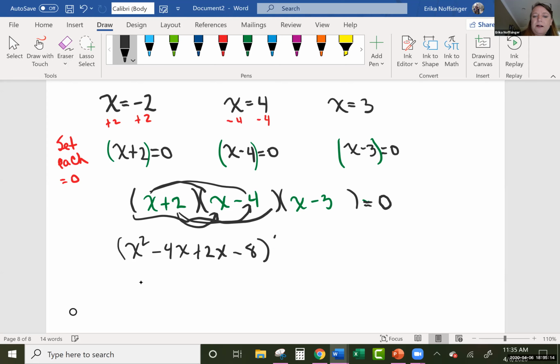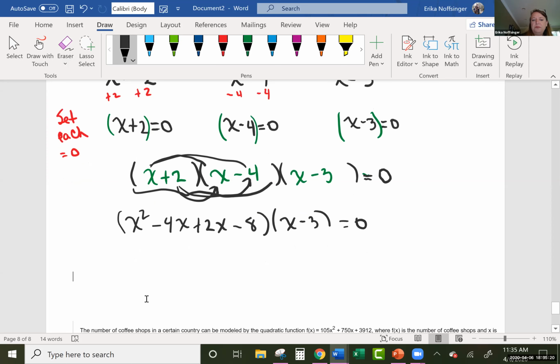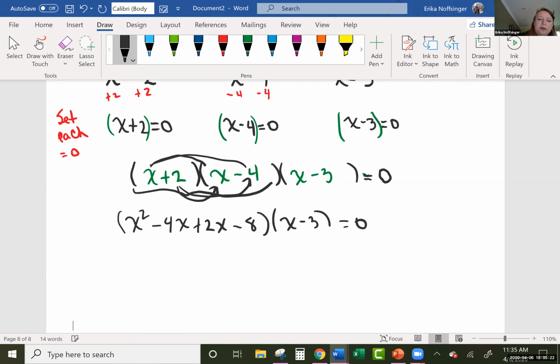So we're going to do that all times x minus 3. This was equal to 0. So before I distribute, I'm going to combine like terms inside my parentheses. And so I have a -4x plus a 2x. So I have x squared minus 2x minus 8 all times x minus 3 equals 0.